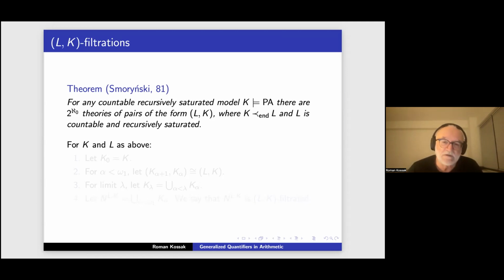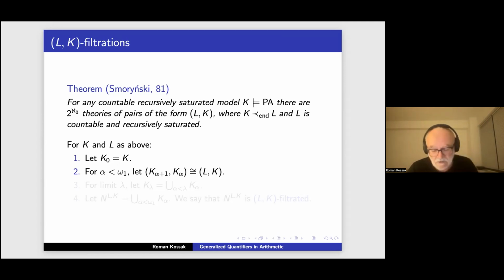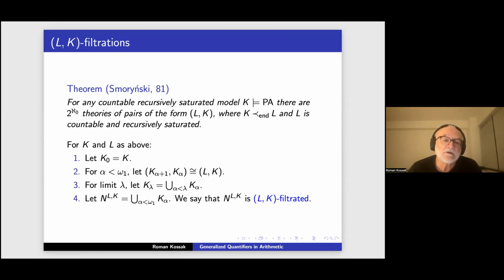But now, if I fix one of those pairs, L and K, you start with one pair like that, I can construct an omega-1-like model. I start with K, and then I keep making elementary end extensions in such a way that each next pair is isomorphic to this one pair that I started with. So I continue the same pattern all the way up to omega-1, and I make it a continuous chain. So those K alphas form a filtration, and then I take this model that's the union, and I call it N_LK. This is an omega-1-like recursively saturated model that is LK filtrated. It's built by iterating along omega-1 the same pattern of elementary end extensions. Okay, so they will play a role.